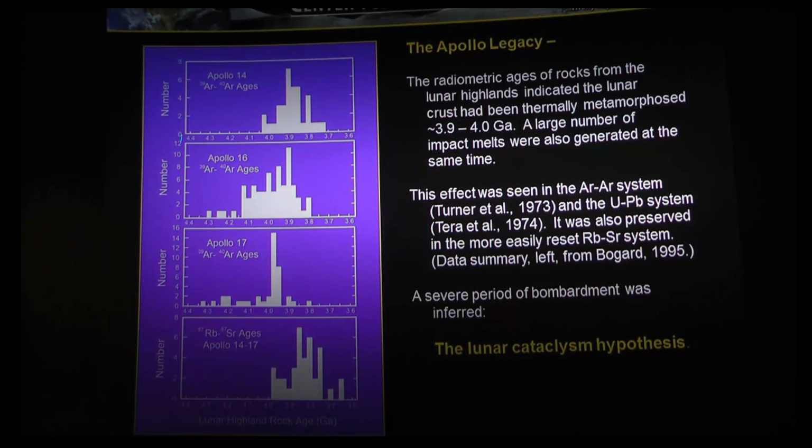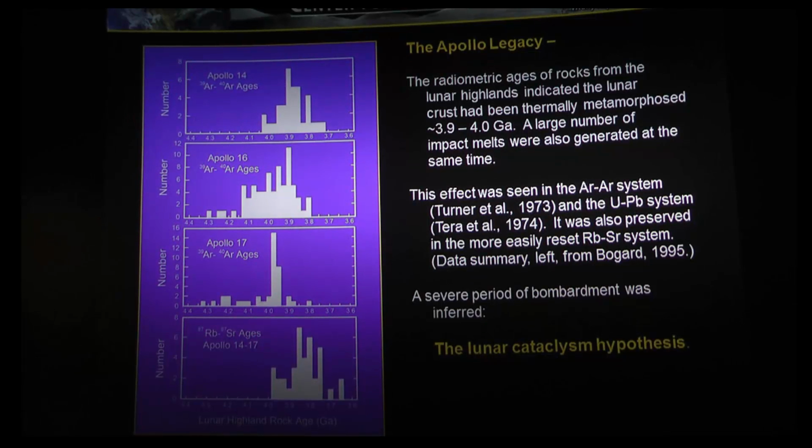And so here's a diagram and histogram of the number of samples as a function of their age that was determined. This is from 4.4 billion years ago to 3.6 billion years ago. Here's a series of argon-argon ages from Apollo 14, argon-argon ages from Apollo 16 samples, the same from Apollo 17 samples, and then some rubidium-strontium ages from all of those different missions. And what you'll see is there is a pileup or a spike of ages around 3.9 to 4 billion years ago. That was seen, as you see here, in the argon and rubidium radiometric systems.